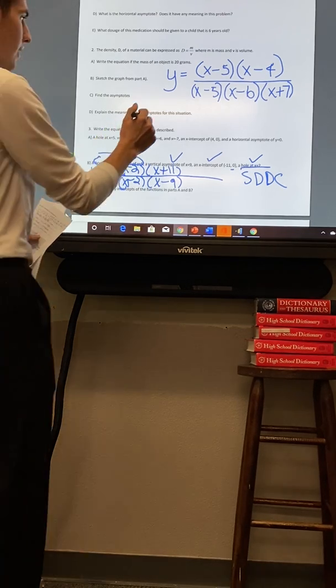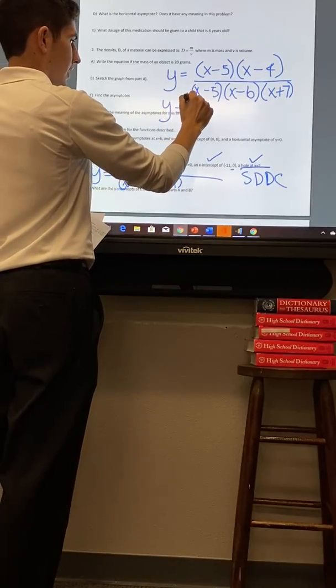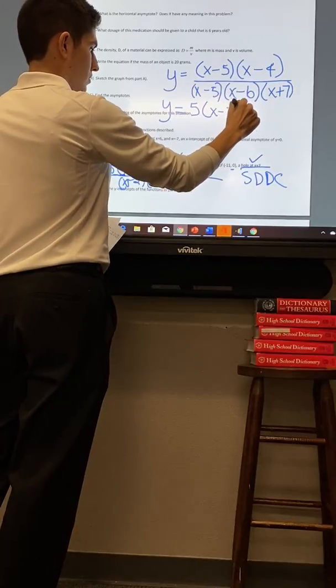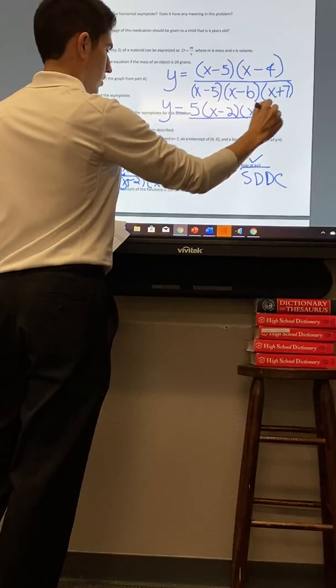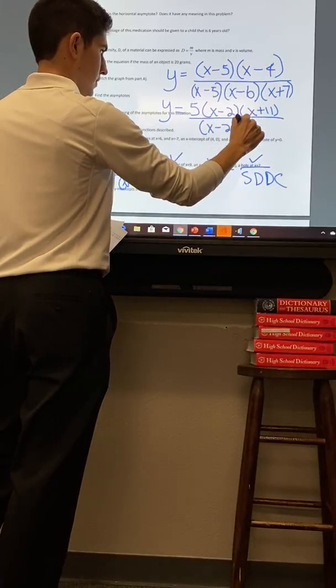Again, I'll write this up here as well so you can see it a little bit better. I get 5 times (x minus 2)(x plus 11), all over (x minus 2)(x minus 9).